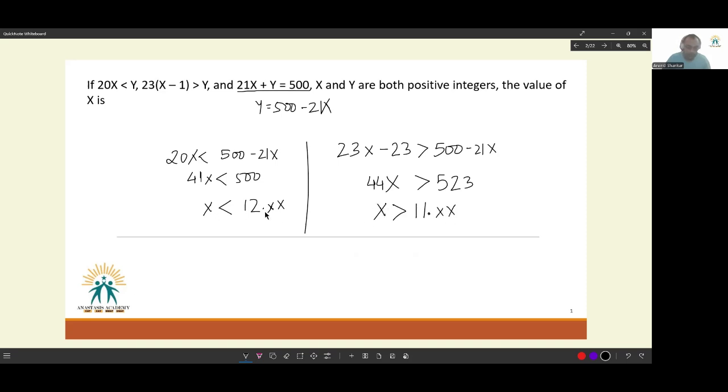Now x has to be less than 12 point something something. X has to be greater than 11 point something something. And x and y are both positive integers. So the only acceptable value of x will be x equal to 12.